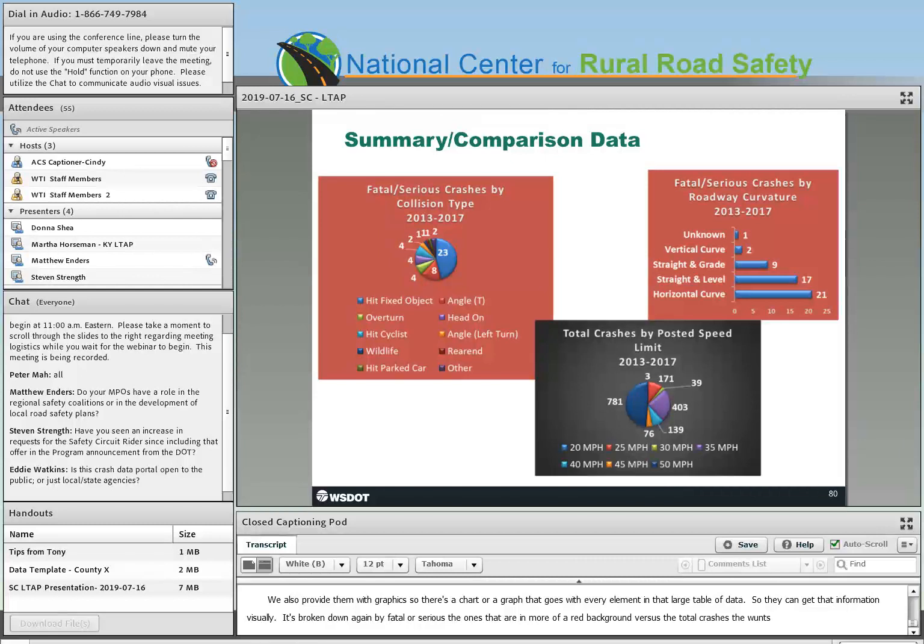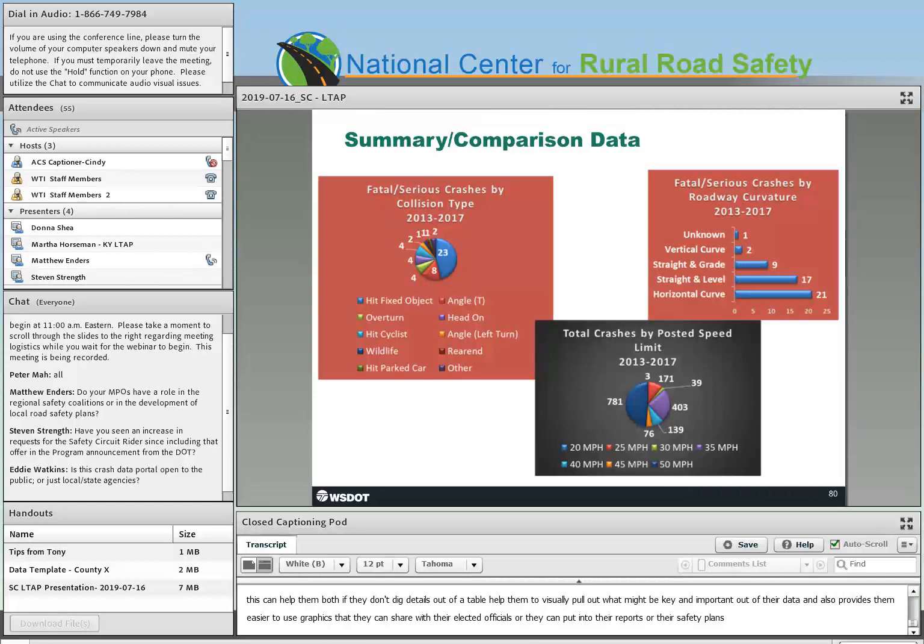And this can help them, both if they don't dig details out of a table, help them to visually pull out what might be key and important out of their data. It also provides them easier to use graphics that they can share with their elected officials, or they can put into their reports or their safety plans.